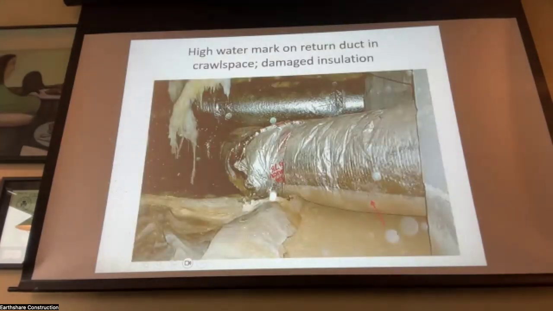So this is examples of, here you can see the seasonal high water level is halfway up the duct. So the question is, is this duct sealed well enough that the water is not ingressing into the ductwork, and then you have mold, mildew and other problems inside the duct.